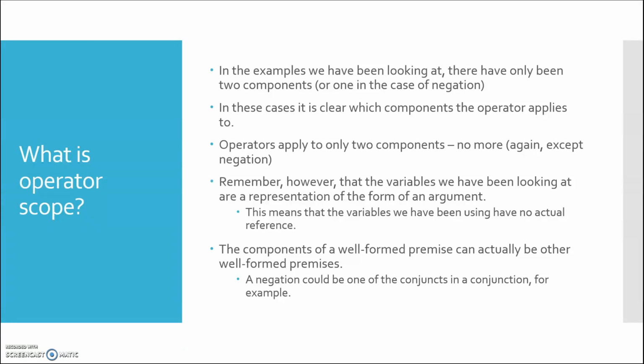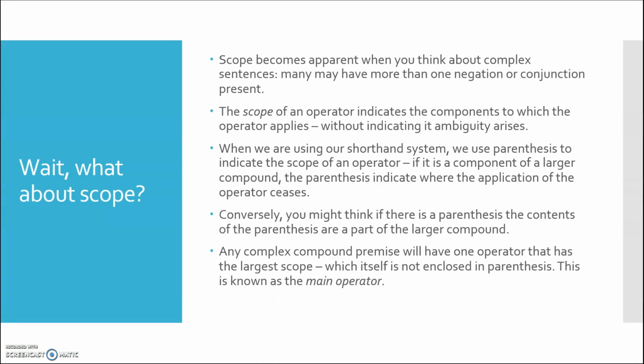And while we've been using simple sentences for examples, these variables can actually be made up of other well-formed premises, which can themselves be expressed via operators. So, for example, a negation could be one of the conjuncts in a conjunction. The scope really becomes apparent when you begin to think about complex sentences. Many may have more than one negation or conjunction present, so the operator's scope will indicate which components it applies to. If we don't indicate the scope, we have ambiguity.